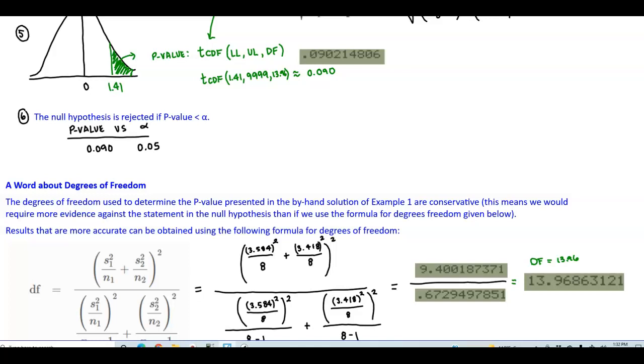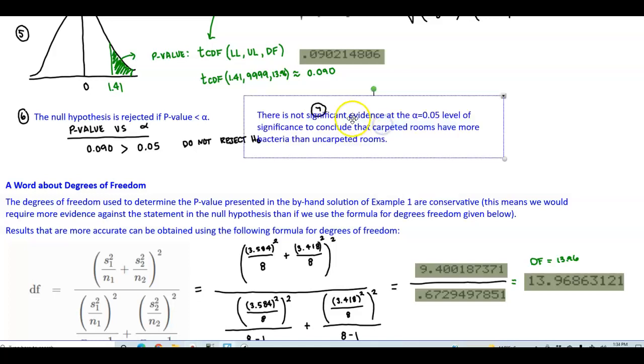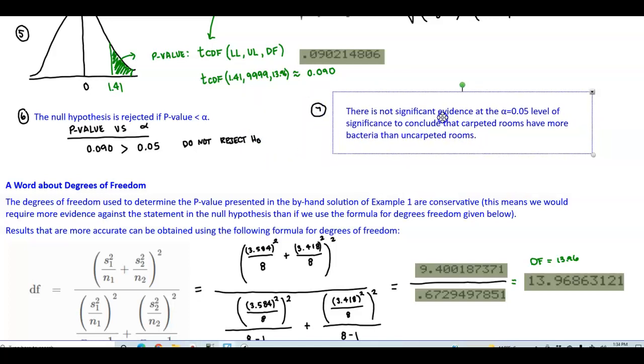So what do we know? We know that this is greater than. So since it's greater than, we do not reject the null. Now we need to write our conclusion. So what does our conclusion tell us? Well, we would say that there is not significant evidence at the alpha equals 0.05 level of significance to conclude that carpeted rooms have more bacteria than uncarpeted rooms.